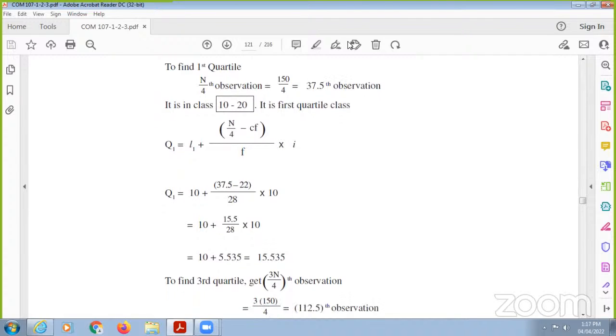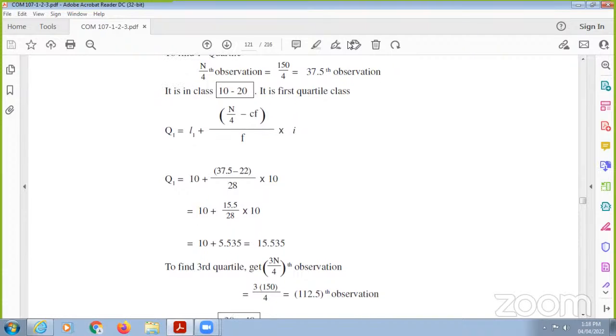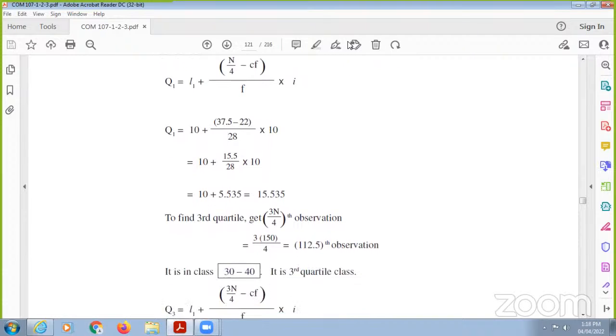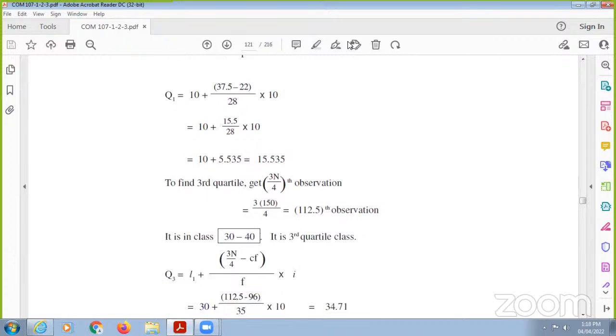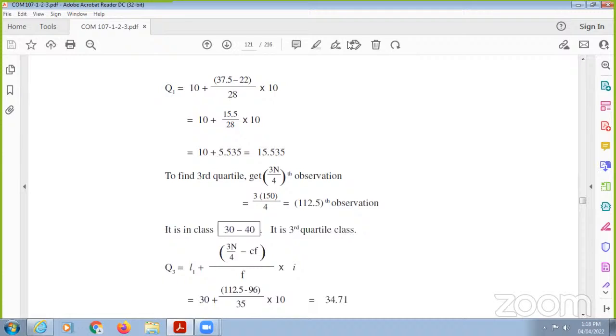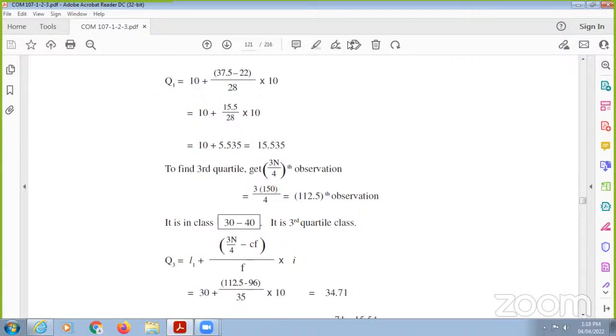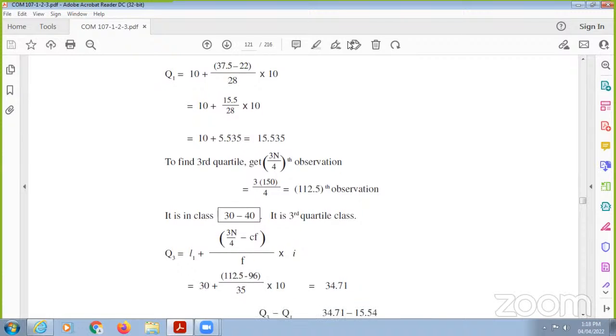To find the third quartile, the formula is 3n upon 4th observation. Here, 3 times 150 upon 4 is 112.5 observation, and it will be in the class 30 to 40. This is the third quartile class. The formula is quartile 3 is equal to L1 plus 3n upon 4 minus CF, the cumulative frequency of the previous class, upon frequency, multiplied by i. Then here L1 is 30, and 3n upon 4 is 112.5.